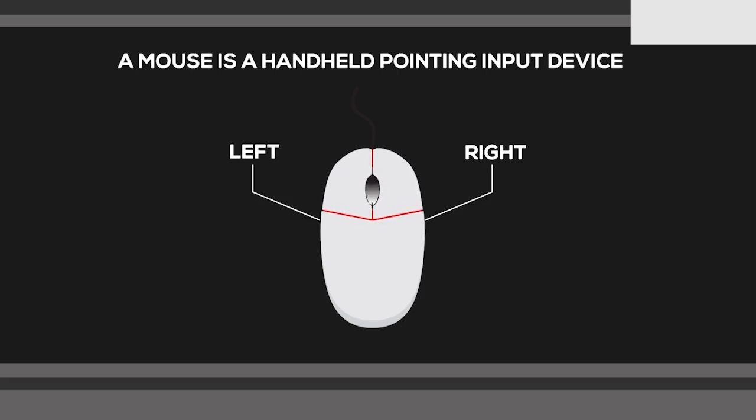Most mice also have a wheel called scroll, as shown in the image, in between the buttons that you roll to move up and down the screen, technically called scrolling.